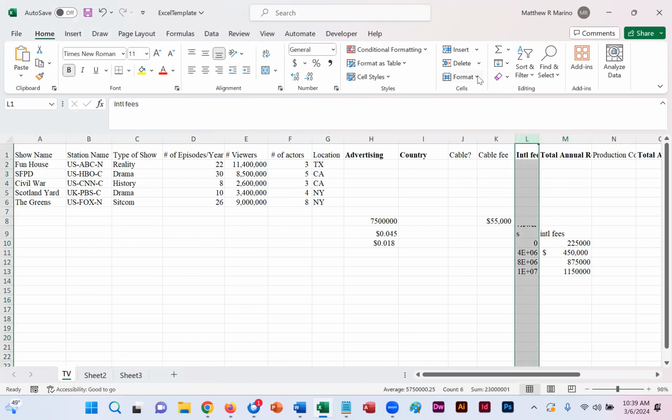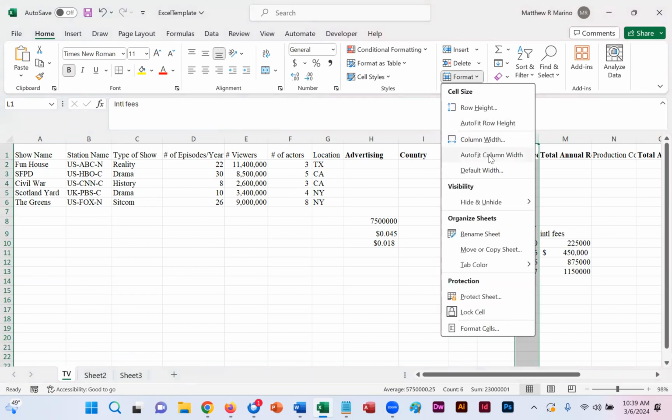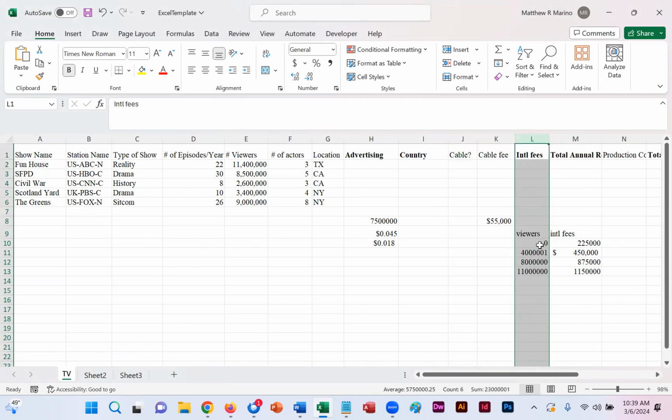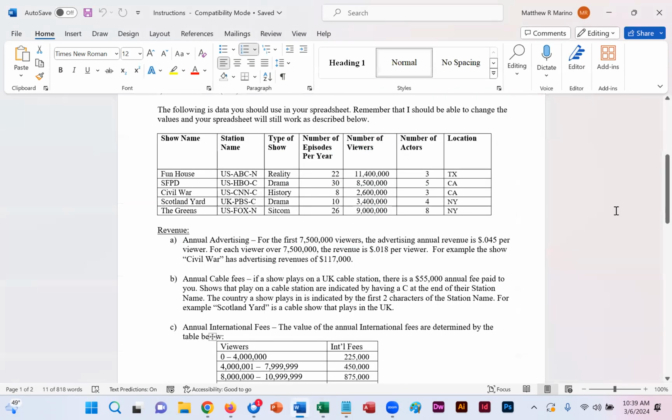And since our column A is a little too small, we would do format, auto fit column width. So we see all the correct viewers. And that applies to this column here, L, international fees.